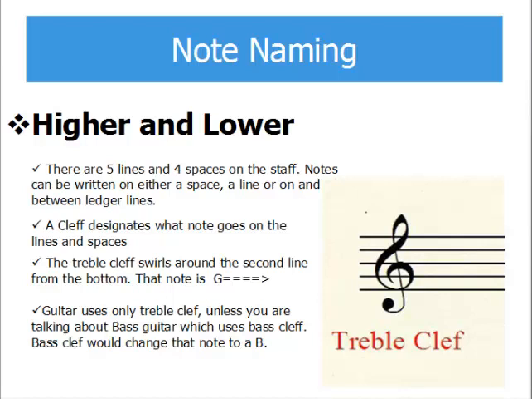Notes can be written either on a space or a line, and they can be written on ledger lines and even between ledger lines, which are actually like spaces. A clef designates what note goes on the lines and spaces. In this case, the treble clef swirls around the note G. Second line from the bottom is G. Now, the guitar uses treble clef.